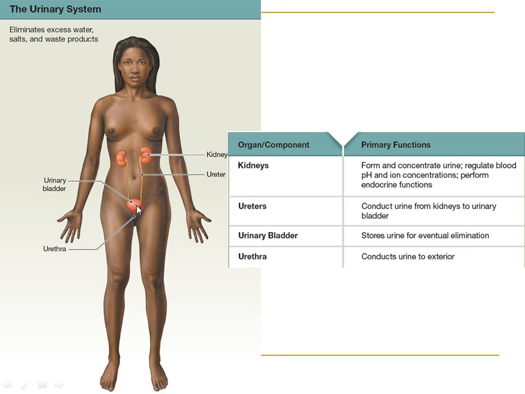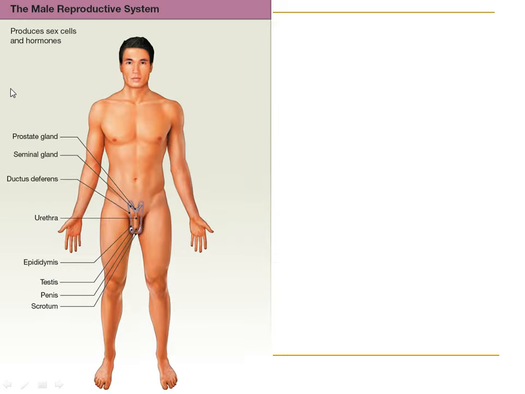And in the urinary bladder, the urine is temporarily stored till the micturition reflex. And after the initiation of the micturition reflex, this urine is excreted out of the body through a part known as the urethra. So all these organs compile to form the urinary system.